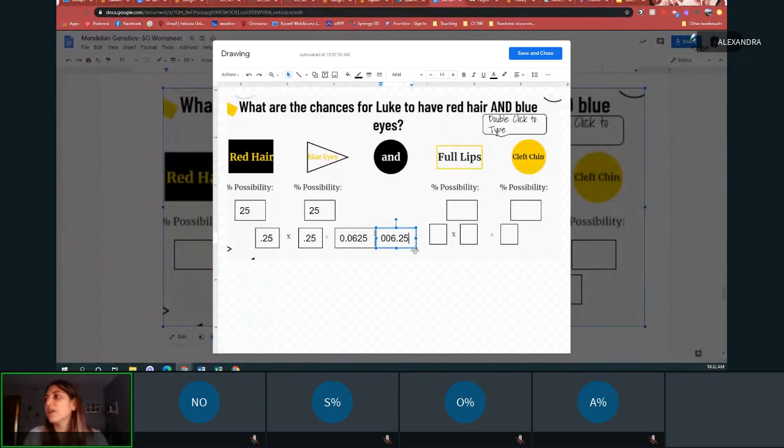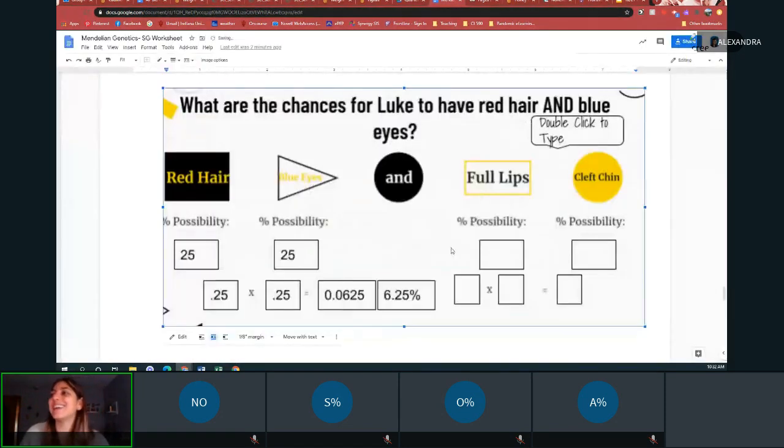And so we can remove these zeros because we know the zeros in front of the number don't really do much. So it's 6.25, exactly, Emmett, times 100. 6.25%. That is the percent chance that we would have had a blue-eyed, red-haired nephew. And that is pretty extraordinary because that's not very likely. But that's what we're going to be doing today.